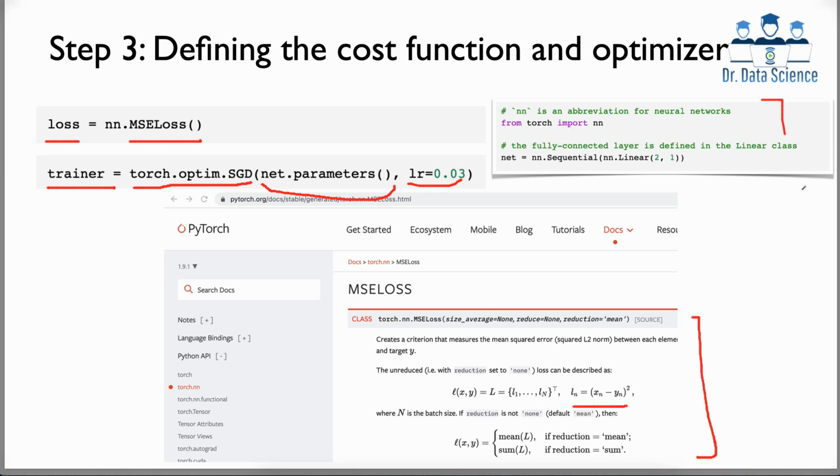And I have this picture here for you, so you can see what net is referring to. So net is what we define as our neural network, and now we are saying net.parameters. So this includes both weights and bias.